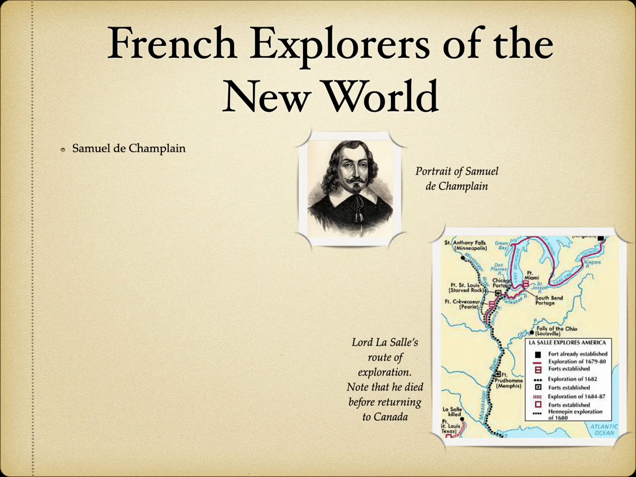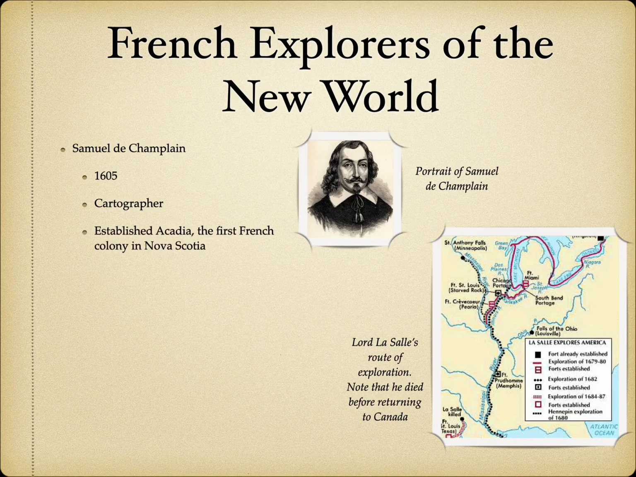But Samuel de Champlain, okay? He goes out in 1605. Okay? And he is a cartographer, which again, just like Vespucci was, means he is a map maker. Okay, so he is going to chart this territory. What he does is he will actually found Acadia, which is the first French colony in Nova Scotia.